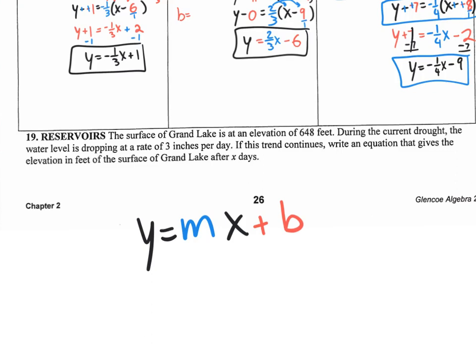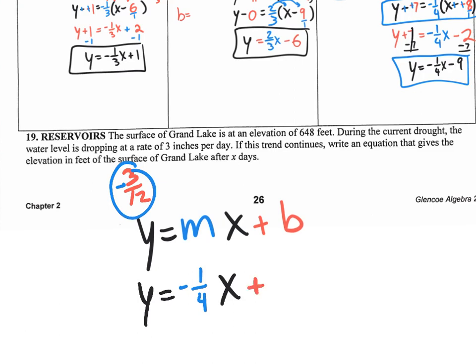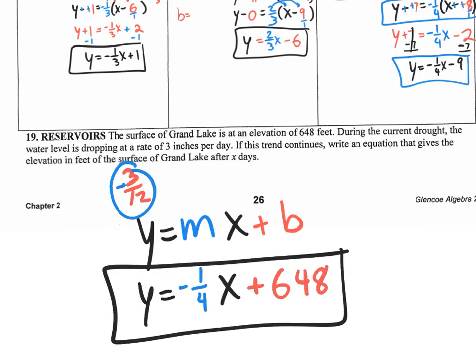Perfect. All right. So we know that a foot is 12 inches. So 3 of 12, if you wanted to think about that, you could reduce that. That would become 1/4. And that would be your actual slope, -3/12, which reduces down to -1/4. So we have y equals -1/4 times the amount of days that go by plus the original elevation of the lake, which was 648 feet. Now everything's in feet. Now we have the final slope-intercept form equation representing that lake.